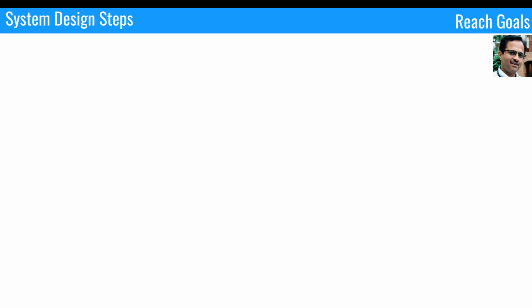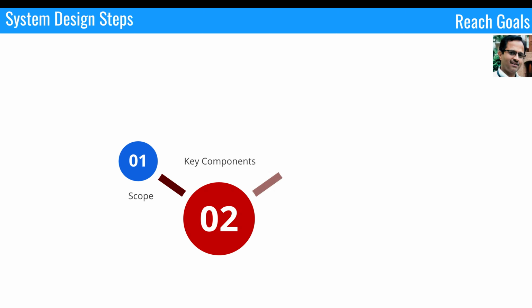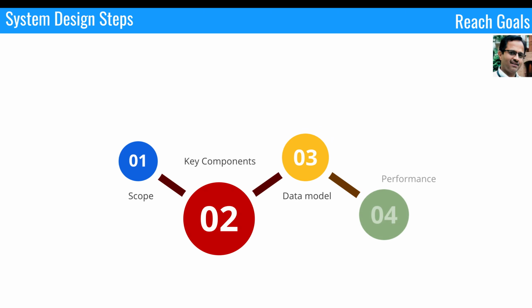When you think about the system design, you have to cover topics like the scope, the key components, the data model, and the performance and optimization as well. If any of these key areas is misunderstood, your system design will fail. So please pay attention and be confident.